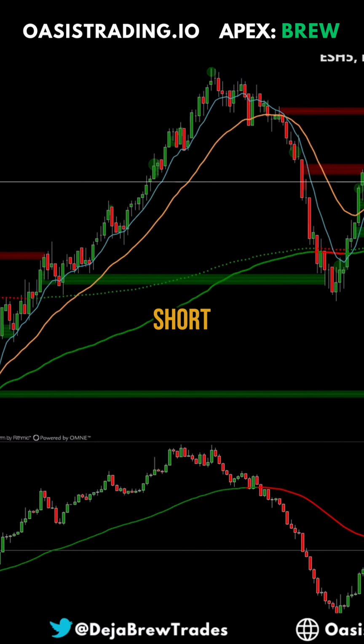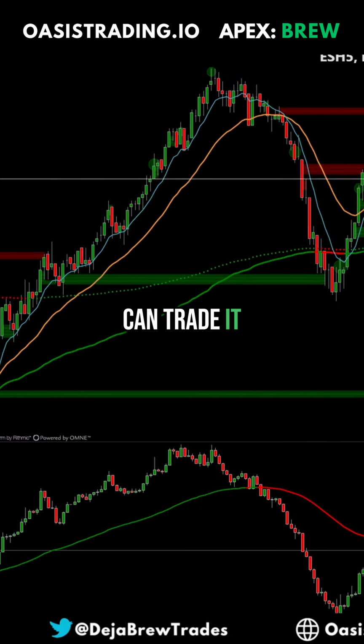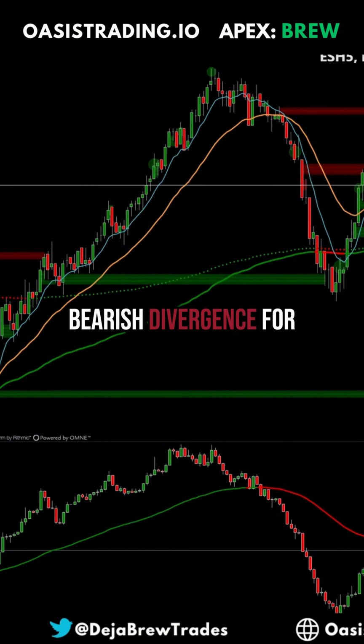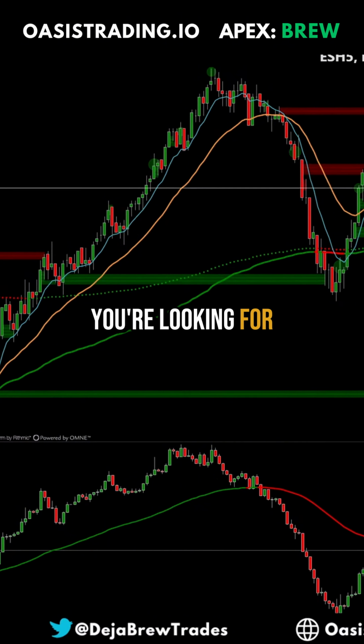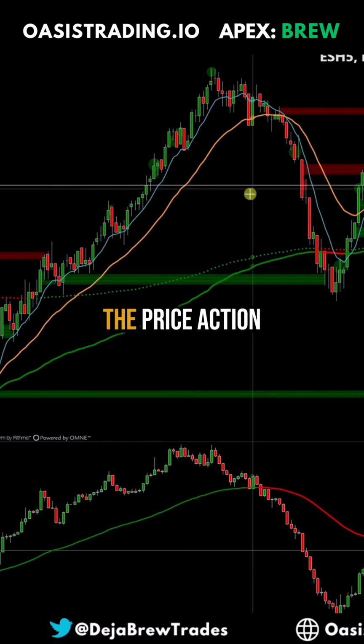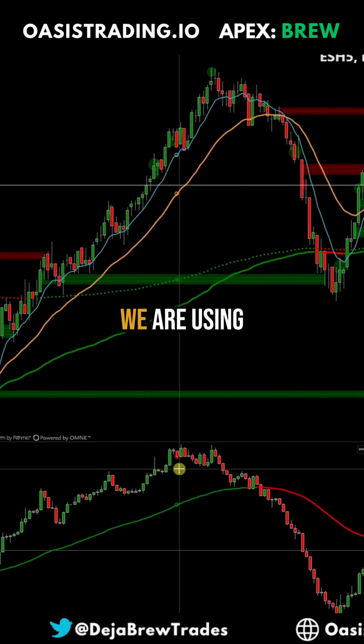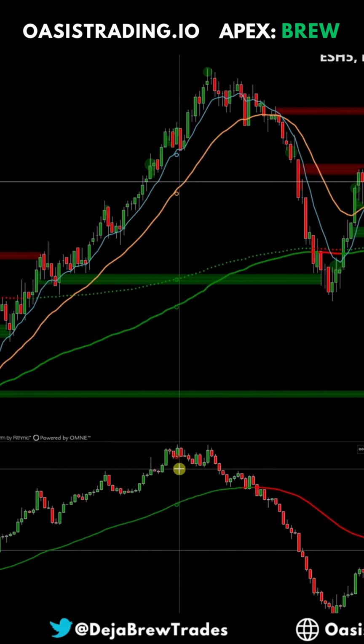All right, in today's short, we're going to be talking about bearish divergence, how you can spot it on your chart, and how you can trade it. So, what is bearish divergence? For divergence, you're looking for a discrepancy between the price action and whatever your oscillator is. So, in this case, we are using the cumulative delta as our oscillator.